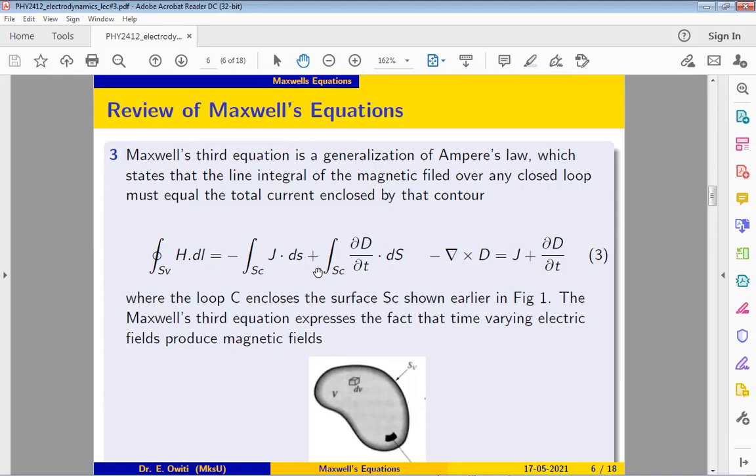You might not see it clearly, but there's a way in which mathematically you can show that J dotted with the normal vector S gives you Ohm's law, and then you have a term which is the electric field density differentiated with respect to time and dotted with the normal surface vector. That is the integral form. But if you simply take it in the differential form, you have the curl of the magnetic field being equal to the current density plus the rate of change of electric flux density with time. So this is Ampere's law.